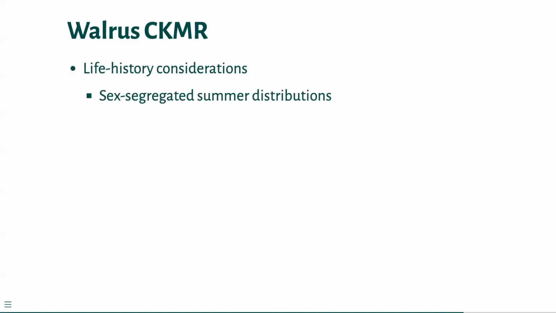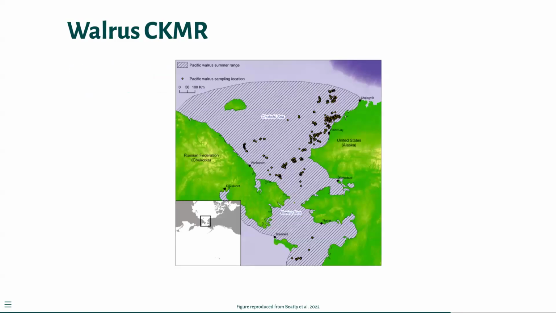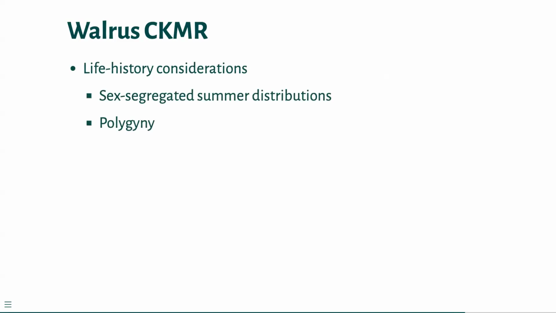So for this project, we had to consider some things about the life history of walrus. One thing is that they have sex-segregated summer distributions. So only females and calves and juveniles go north of the Bering Strait in summer. So these are almost all samples of females with some juvenile and young males in there. The second consideration is that this species is polygynous. So they form leks where one male might mate with many females, and then some males don't mate at all. And that changes over time. So a male might have one really good year and then never reproduce again.